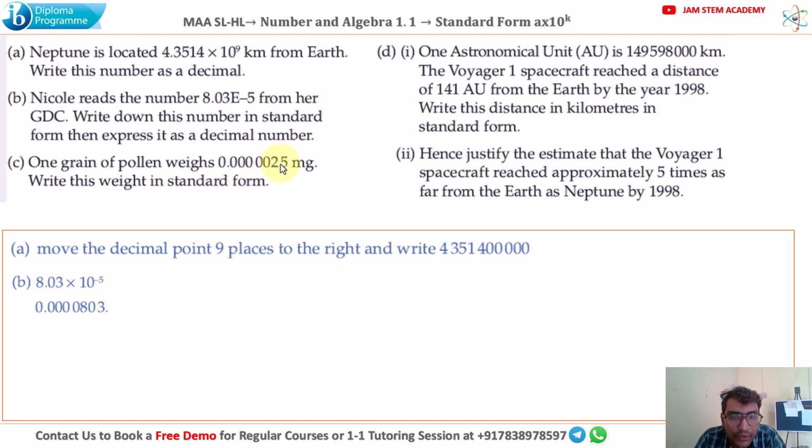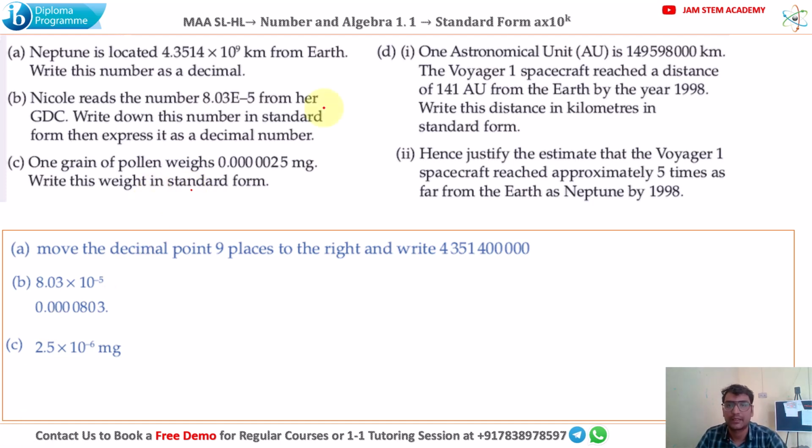So what do we need? We need 2.5. But for that, we have to shift the decimal by 6 digits in the right direction. So in this case, we have to write it with 10 raised to the power negative 6. Okay, so let's write it. So we will get 2.5 times 10 raised to the power negative 6 milligrams. That is the standard form.